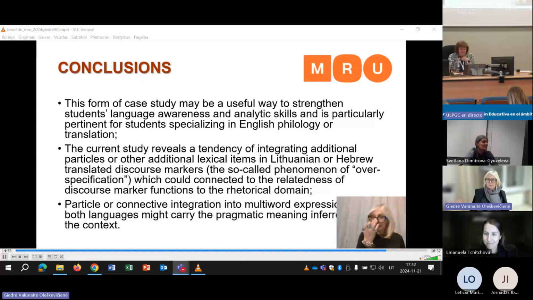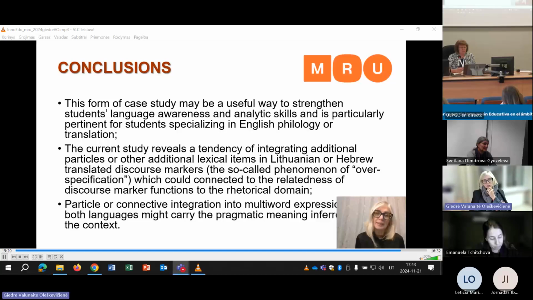So after analyzing the few examples and seeing how discourse markers are transformed in the translations, we would like to make overarching conclusions that this form of case study may be useful. Maybe a useful way to strengthen students' language awareness and analytical skills, and particularly pertinent for students specializing in English philology or translation.